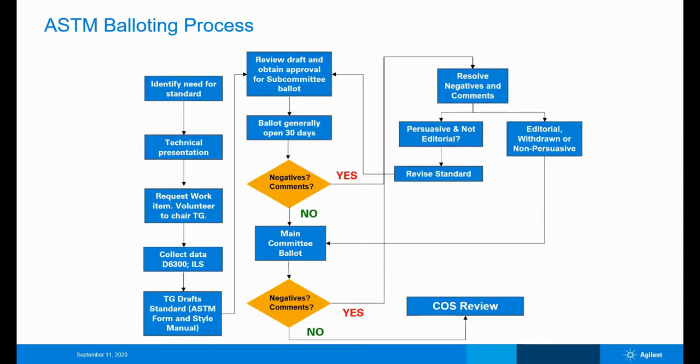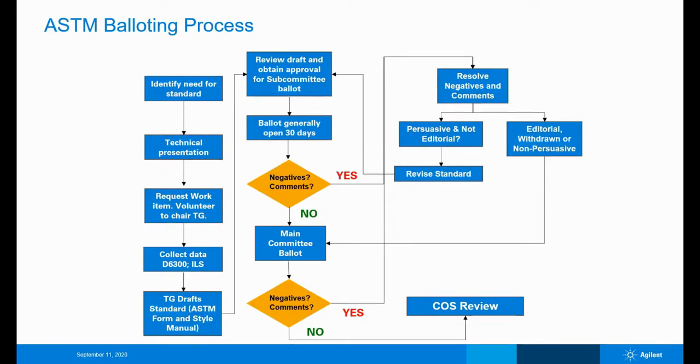So if there is a negative, the technical contact for the work item works to resolve any negatives and comments. And then there's a decision tree. If the negative comment is persuasive, but it is a change that is not editorial, then the standard is revised and sent back to the subcommittee for reballoting.